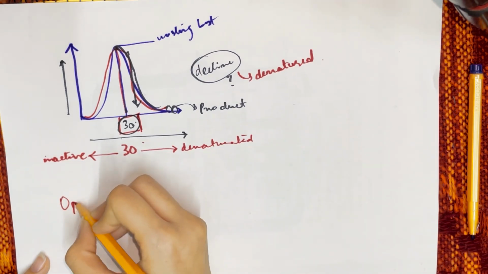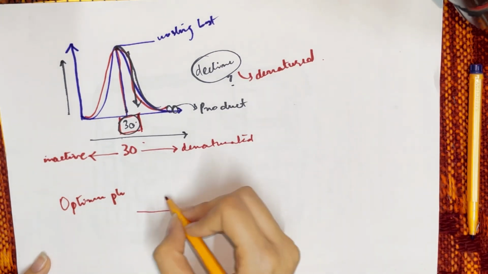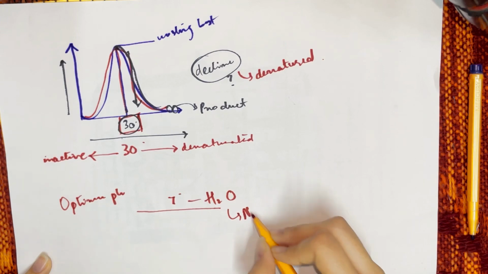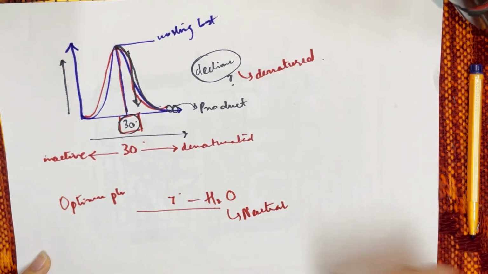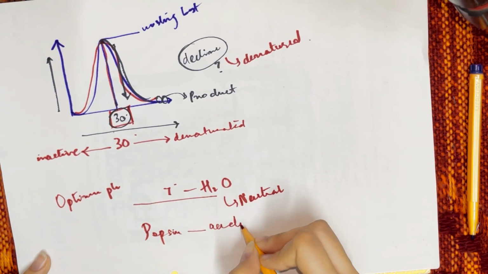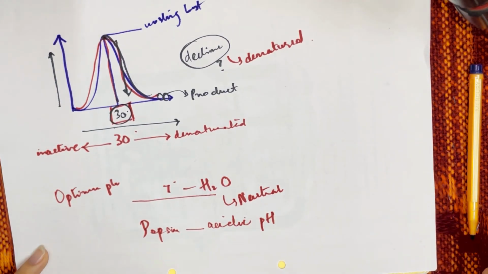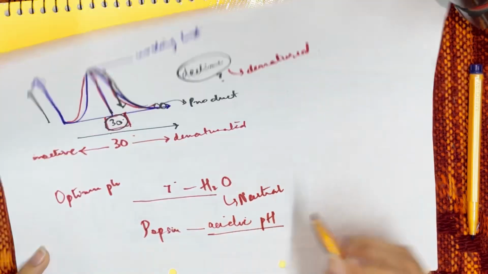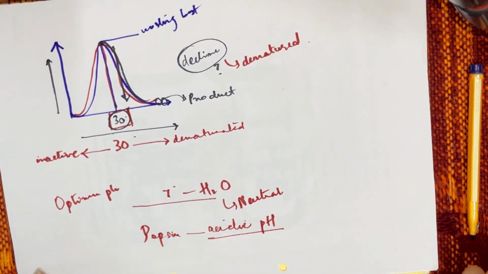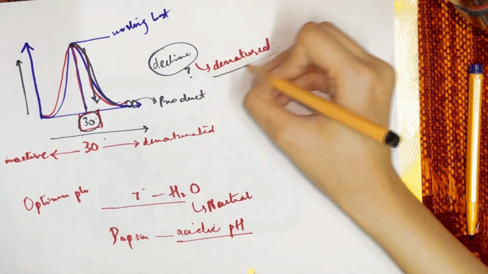The same goes for optimum pH. Optimum pH is a certain pH, let's say 7. 7 works best when it comes to water as it is neutral. But for certain enzymes, let's say pepsin, it works best at an acidic pH. So it requires acidic pH in order to work its best. If it is not provided with the acidic pH and is provided with an alkaline pH, then it does not work very well.